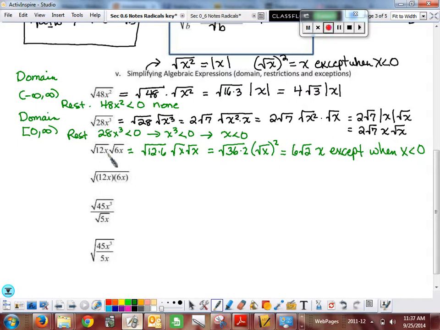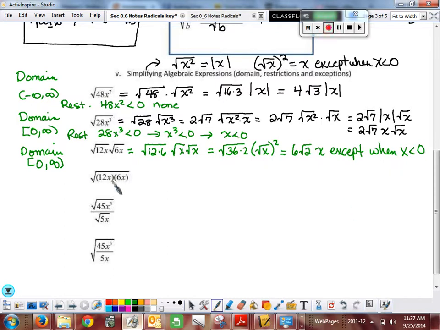If we come back and we think about our domain, because of the order of operations, because I have the square root of 12x, that would be negative when x is negative. So my domain is going to be 0 to infinity. I throw away the negative x values. When I get over to here, I want to make sure I'm still throwing away the negative x values. I am losing the restriction from the radical by squaring it in this order, so I have an exception.